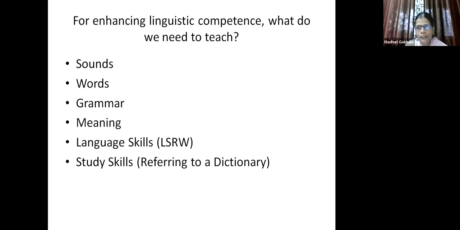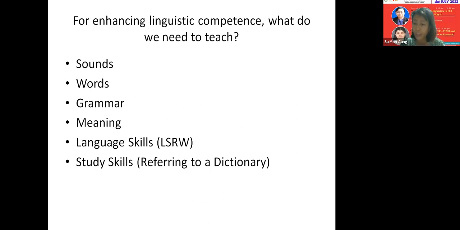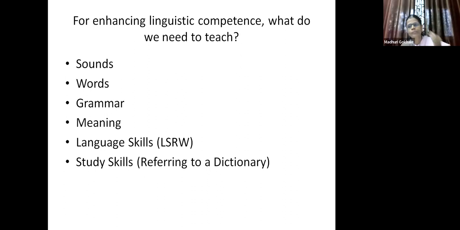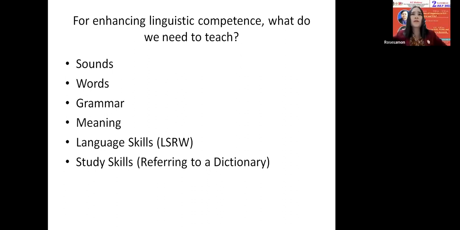Writing is the last step. Yes, writing is the last stage because it is difficult to learn grammar structure, rules, and a lot of vocabulary. Okay, quite right. Excuse me, can I support Ms. Sumon Ong? Yeah, sure.